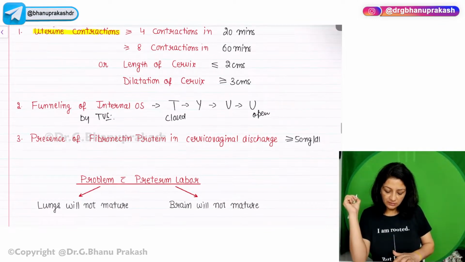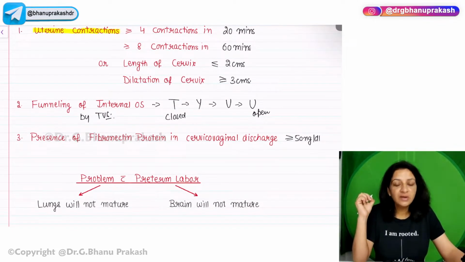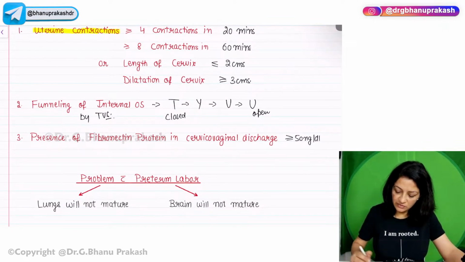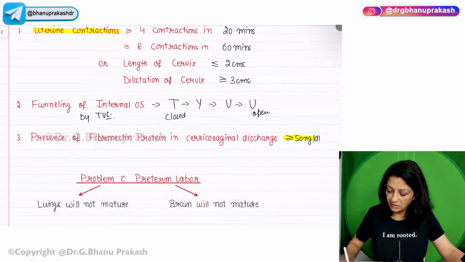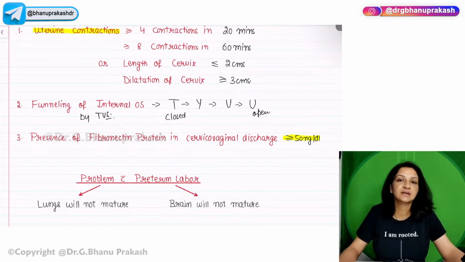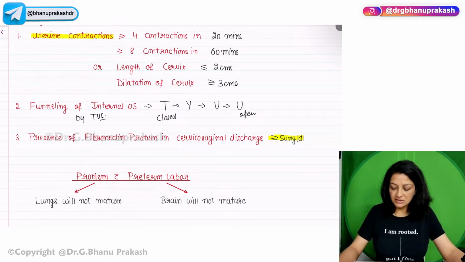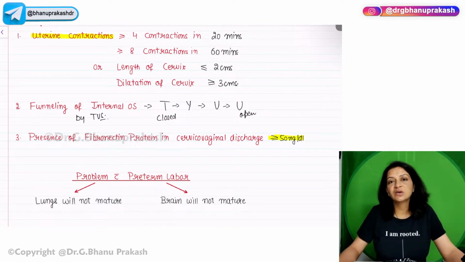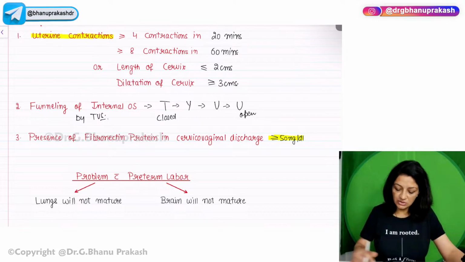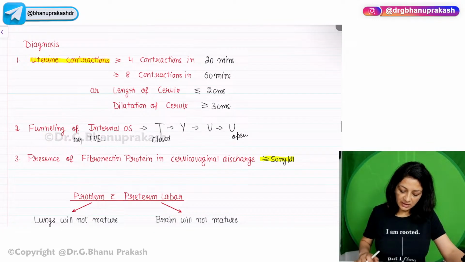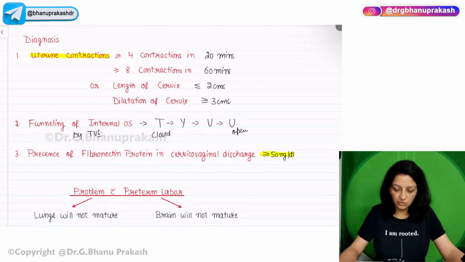And the third one, presence of fibronectin protein in cervicovaginal discharge, more than or equal to 50 nanogram per deciliter. So this is how we will diagnose preterm labor: uterine contraction, funneling of the internal os, and the third one is presence of fibronectin protein in cervicovaginal discharge.